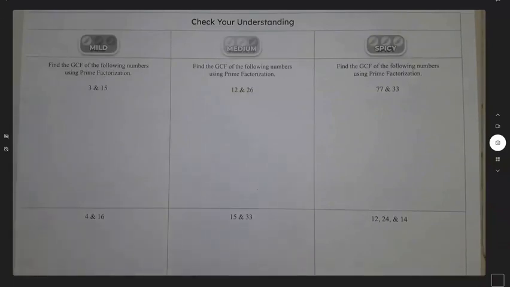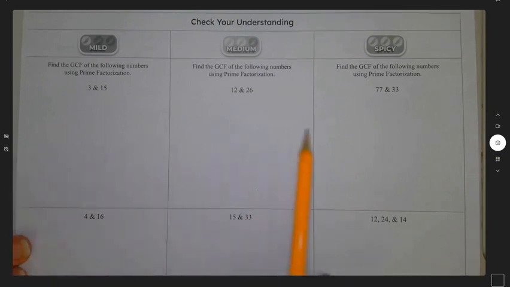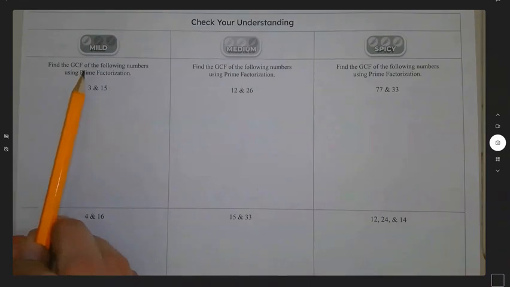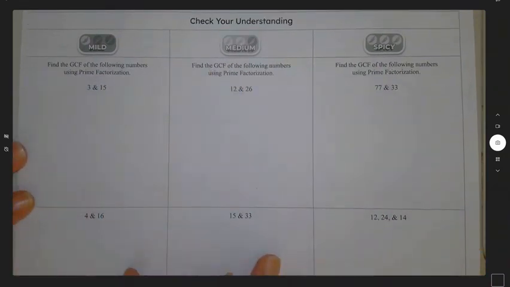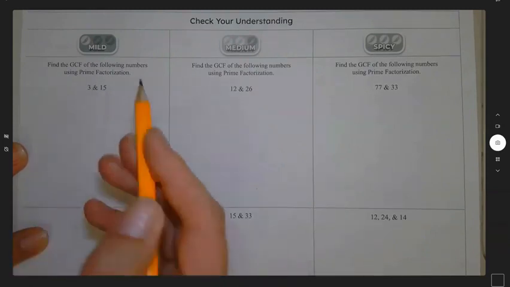All right, we are going to work on finding the GCF, or the greatest common factor of the following numbers. We'll do one line at a time. We'll start with our mild, then medium, and then spicy. So the first thing that we need to do is create factor trees for both of our numbers.